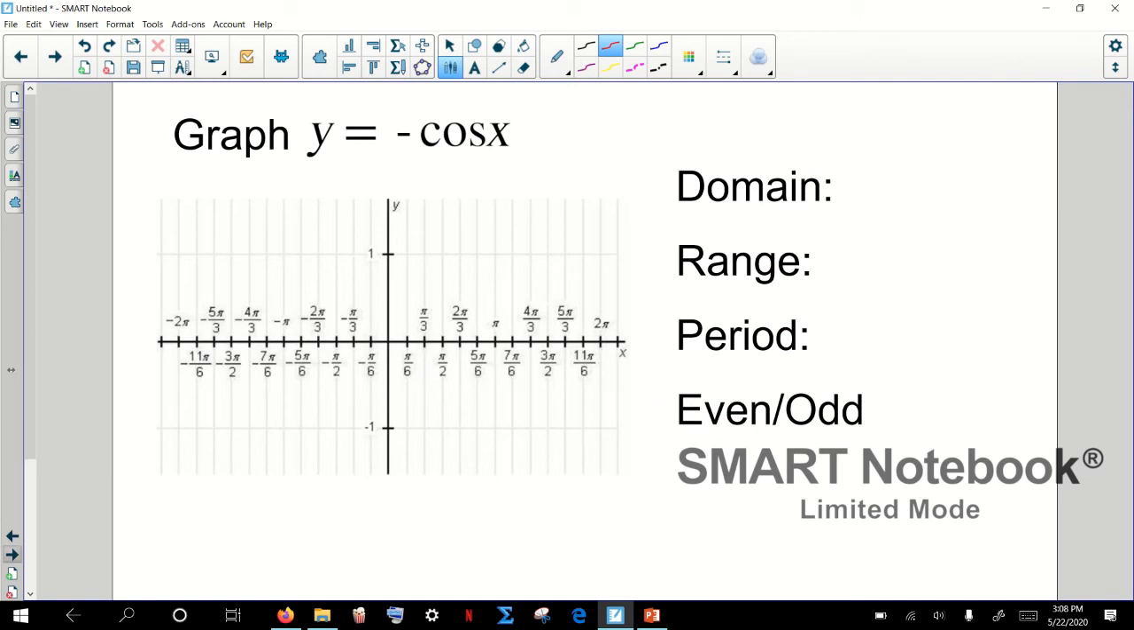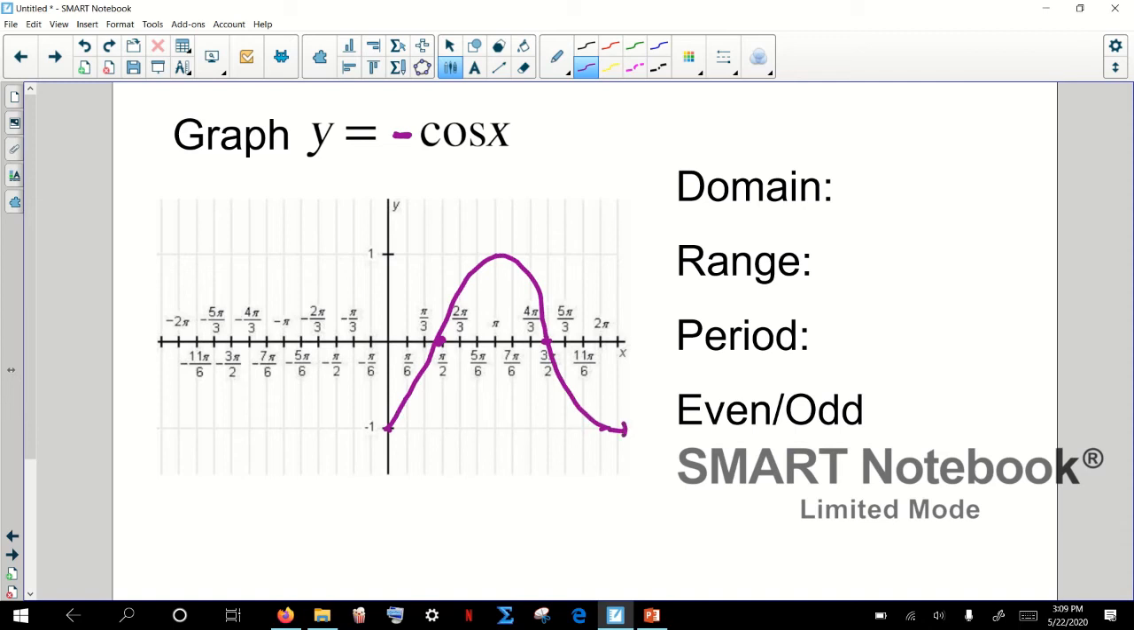So this is going to be the exact same thing as regular cosine, except flipped, right? Because we know when we have a negative out front, it just flips the graph. So instead of starting at 1, we start at negative 1. So my point at 0, negative 1, and then I also have a point at 2 pi, negative 1. Directly in the middle at pi, I have a point at positive 1, and then I have my x-intercepts halfway through there. Okay, so here is the graph of negative cosine.